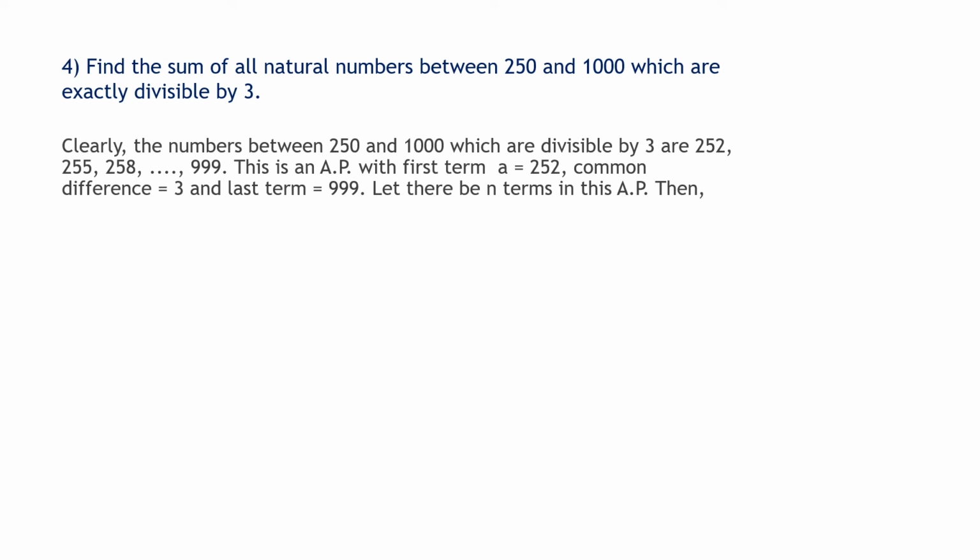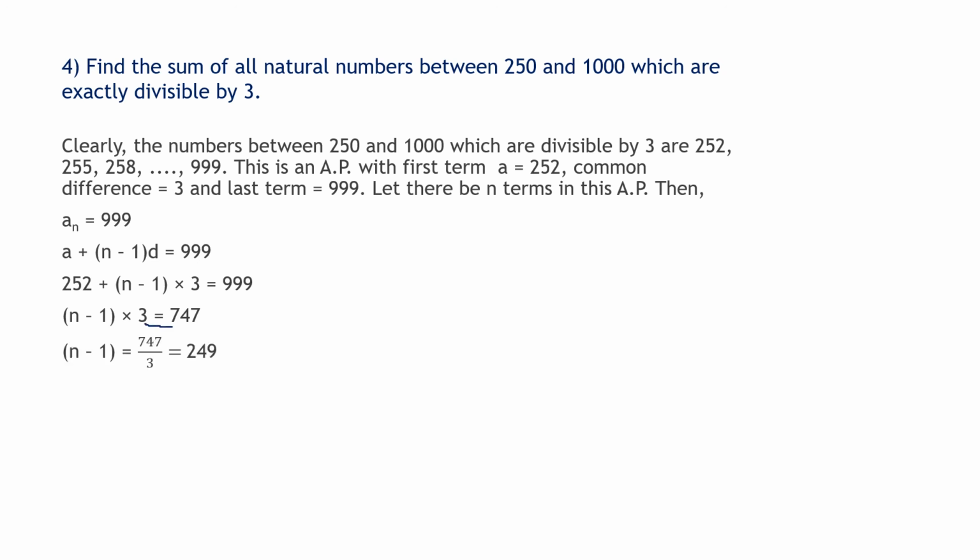This is the sequence. The first term we have is 252. Common difference is 3. Last term is 999. So let us find out which is the nth term 999. So we put the formula a plus n minus 1 d equal to 999. A is 252, d is 3, 999. Subtracting, n minus 1 into 3 equal to 747. Now we take the 3 to the right side. So n minus 1 equal to 747 upon 3 equal to 249. So n is equal to 250. So there are 250 numbers between 250 and 1000 which are divisible by 3.